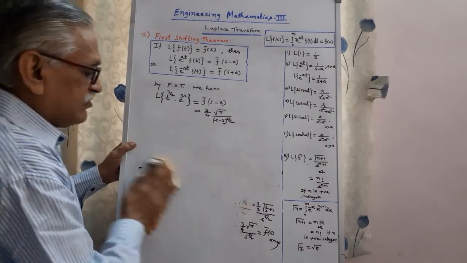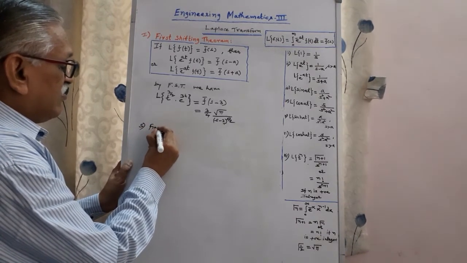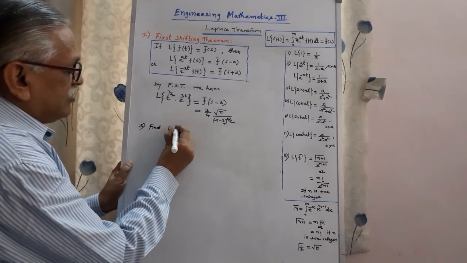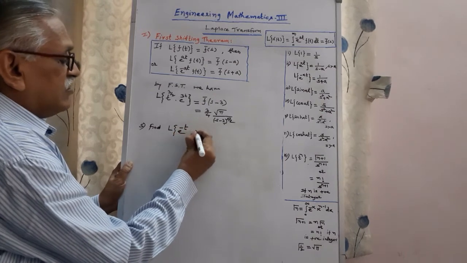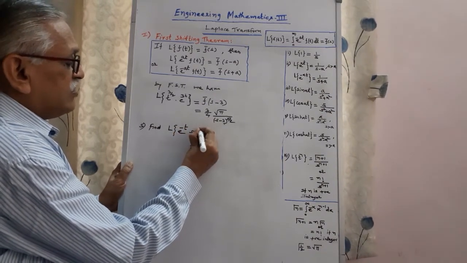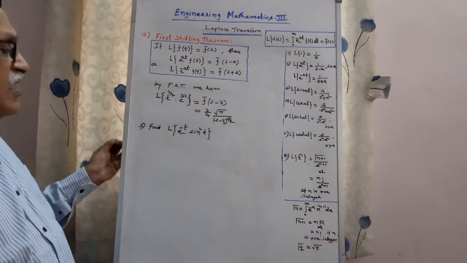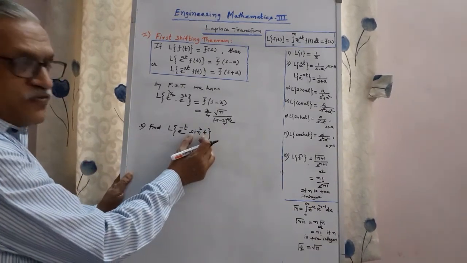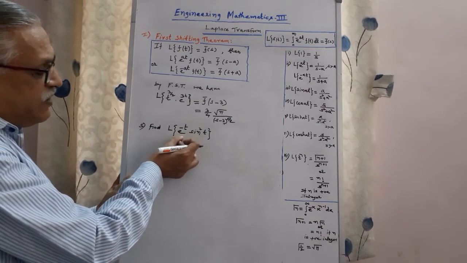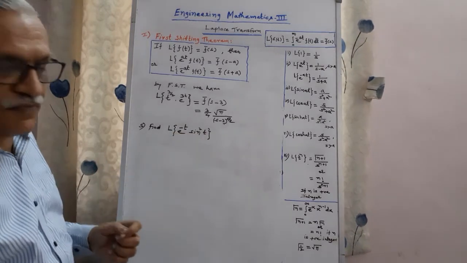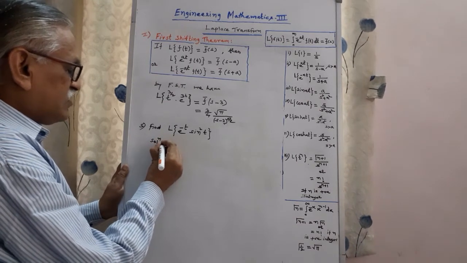Okay. Fifth, find the Laplace transform of e raised to minus t into sine square t. Okay. Here f of t is sine square t, which is multiplied by e raised to minus t, and as it is multiplied by e raised to minus t, it is a problem of first shifting theorem. Therefore, once again performing the same two steps.